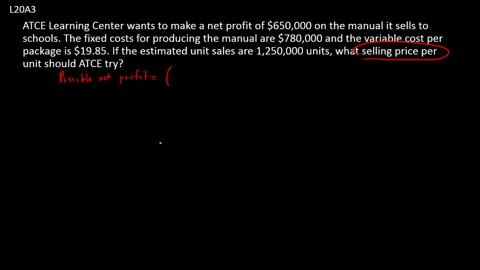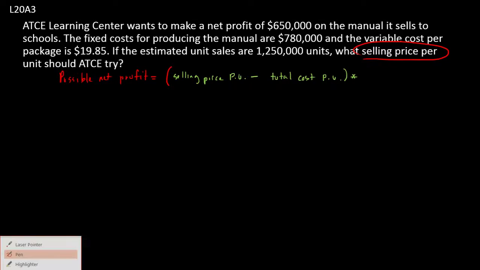So for example, in this case, possible net profit equals selling price per unit minus total cost per unit multiplied by estimated unit sales.